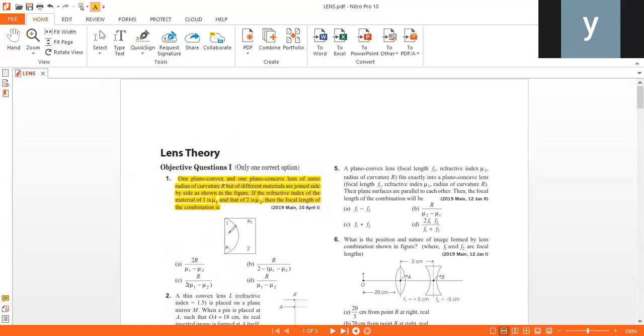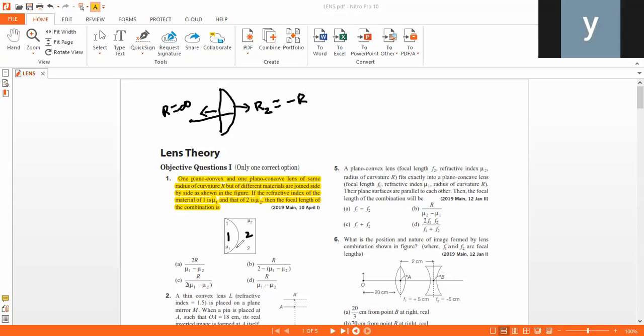You can see this is material 1 and this is material 2. Material 1 has a refractive index mu1, and material 2 has a refractive index mu2. For material 1, for the plane surface, the radius of curvature is infinite, and for this surface, R2 will have a negative value. The radius of curvature is given as R, so R2 will be minus R.